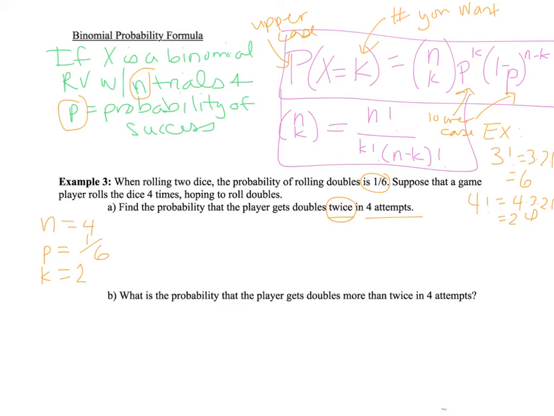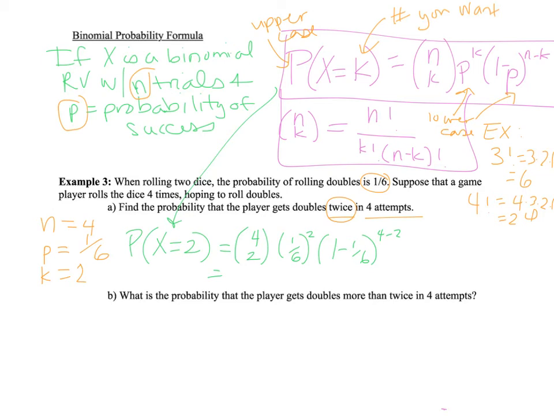So I'm going to go ahead and take my formula, and I'm just going to put in numbers now. I'm looking for the probability that x equals 2. This means the probability that the player gets doubles twice in 4 attempts. My first thing I'm going to use is my binomial coefficient, which I'll find in just a minute. I do that times 1/6 to the 2nd times 1 minus 1/6, and it's going to be to the 4 minus 2, which thankfully is also going to be to the 2nd.